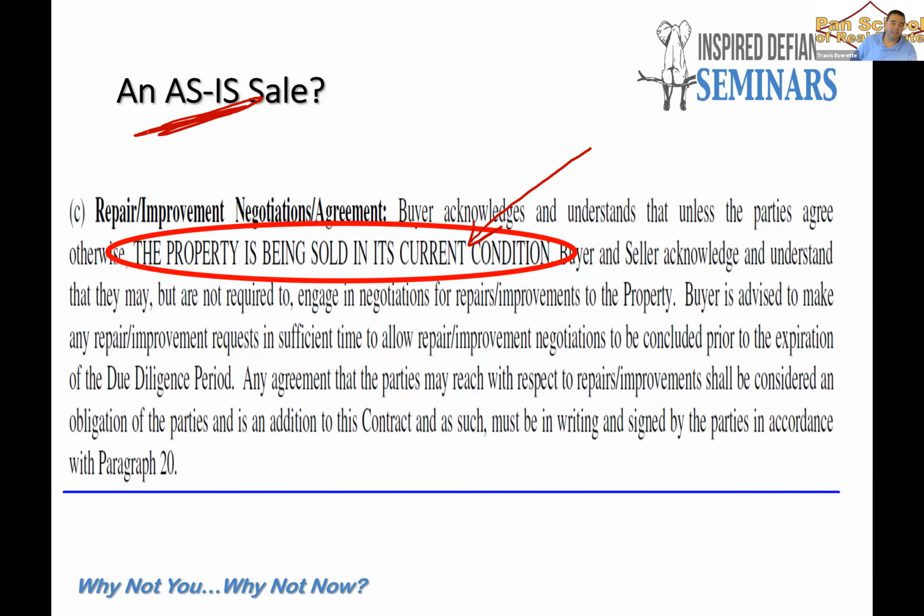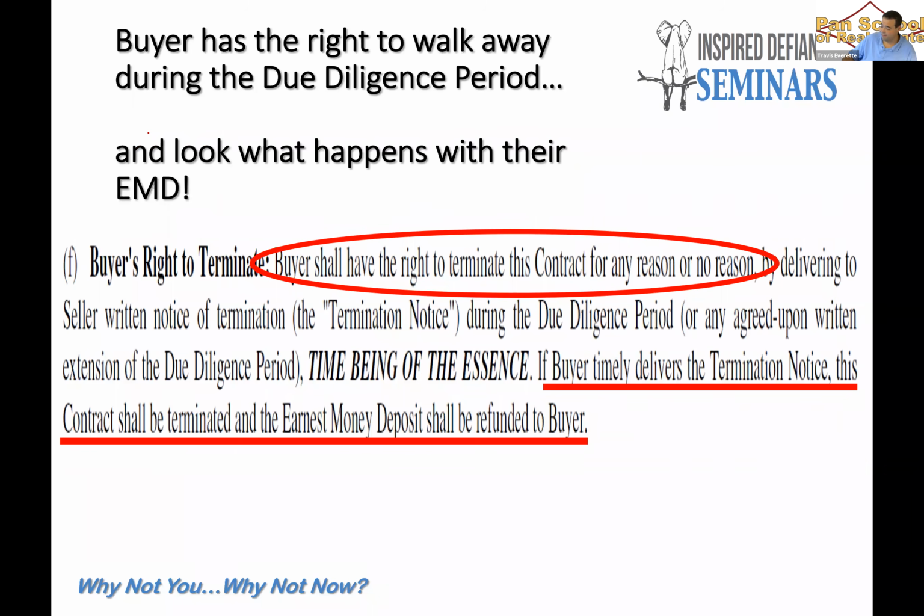I love it when I look on a listing and somebody says, this is an as-is sale. I'm like, if you use this contract, they all are. It says it right there in the contract. And this is the most common contract used in North Carolina.